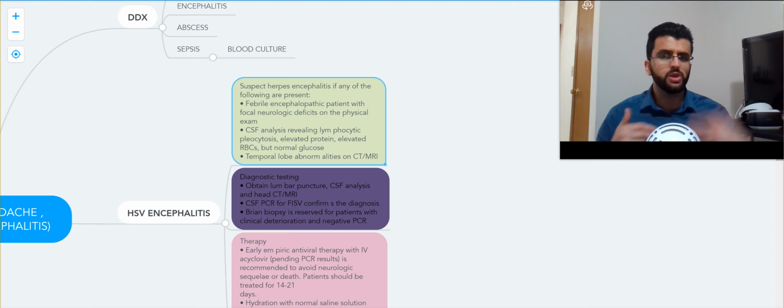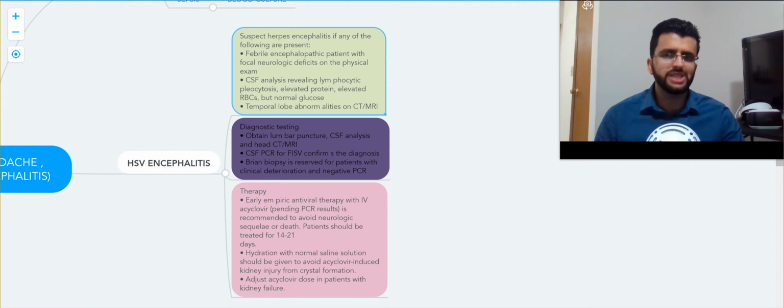Third one is temporal lobe abnormalities on CT and MRI. Yeah, sure. Okay, so these are the things. So what diagnostic testing would you do? Usually we start with the CSF. And then we check for a CT scan or MRI for temporal lobe hemorrhage.